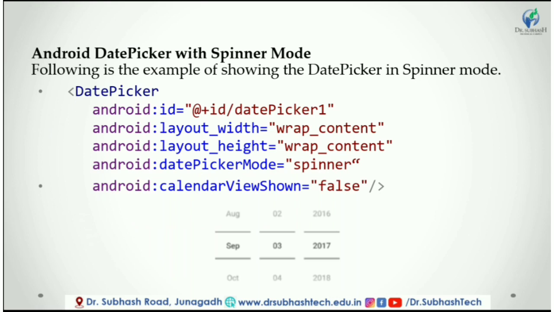To get only spinner mode date selection, we need to set the android:calendarViewShown equal to false attribute in the date picker control, as shown below. The above code will return the date picker as shown in spinner mode. If you observe the above result, we got the date picker in spinner mode to select the date separated by day, month and year. This is how we can use date picker in different modes based on our requirement in an Android application.